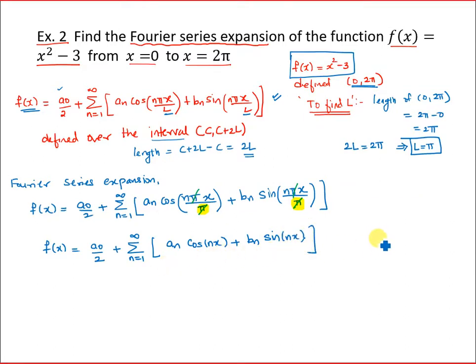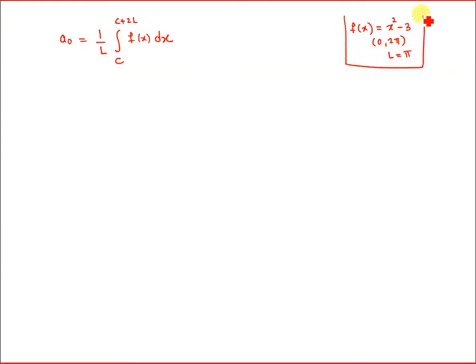Okay, now what is next? The next step is to find the value of a0, a_n and b_n by using the formula. So to calculate a0, the value is given by 1 over L integral c to c plus 2L f(x) dx. This is the formula for it. Now from the question, f(x) is x square minus 3 defined from 0 to 2 pi, with the value of L as pi. So we got these three things from the question.